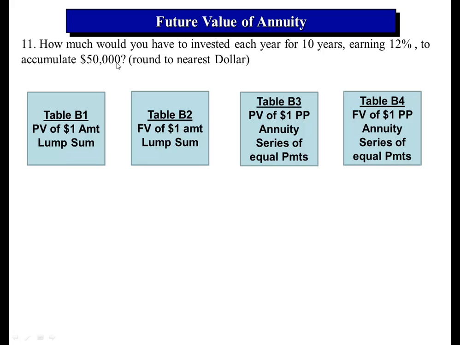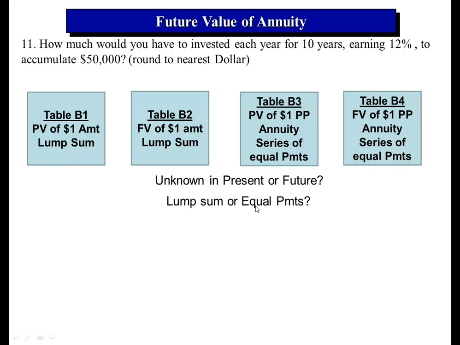Now, this is a little different kind of a problem. Let's see. The unknown, well, is it in the present or the future? Well, that is really not a relevant question here because what we're trying to figure out is the periodic payment you're going to have to make, and we already know the future amount, which is $50,000, and we're looking for this series of equal payments. So this is a little bit different kind of problem. In this kind of problem, we're going to have to use Table 4 because it's the only one where we have enough pieces to solve the puzzle.